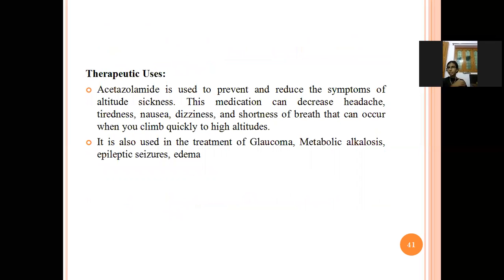Next, uses. It is used to prevent and reduce the symptoms of sickness, and it is also used to decrease the headache, nausea, dizziness, and shortness of breath that occur during a mountain climb. Means the persons who climb the mountain, no? For that person it is used in the treatment of headache, nausea, tiredness, dizziness, and shortness of breath. And also it is used in the treatment of glaucoma, which is related to the eye, and metabolic alkalosis, seizures, edema, and also heart problems.